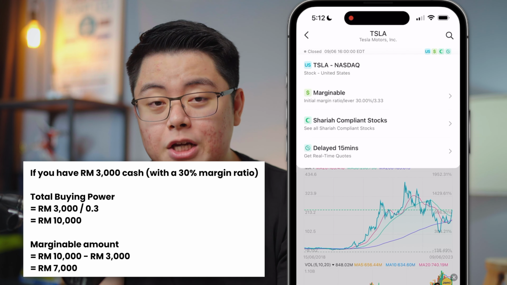And next, you will see that Tesla is also a Sharia compliant stock, and this rating is actually provided by a company called Ideal Ratings, which is a leading provider of Sharia compliance ratings internationally. So gone are the days where you ask, is this stock halal? Well, you have the answer for you right here.